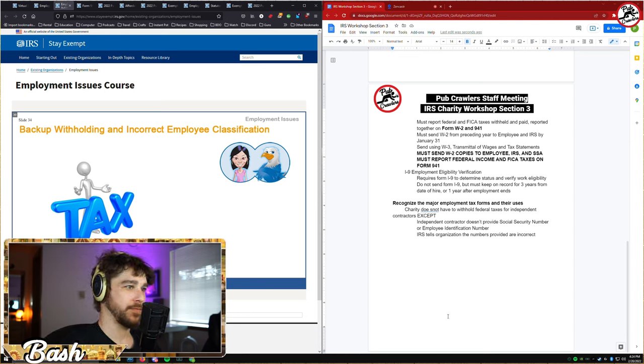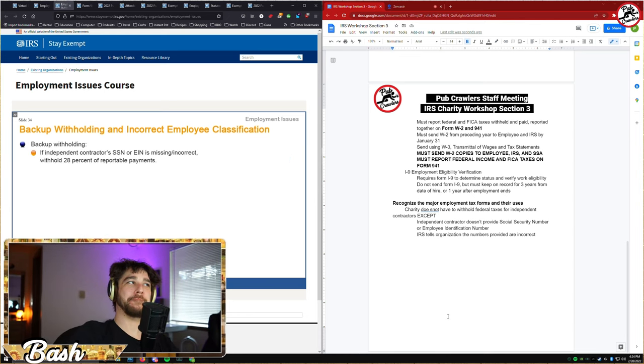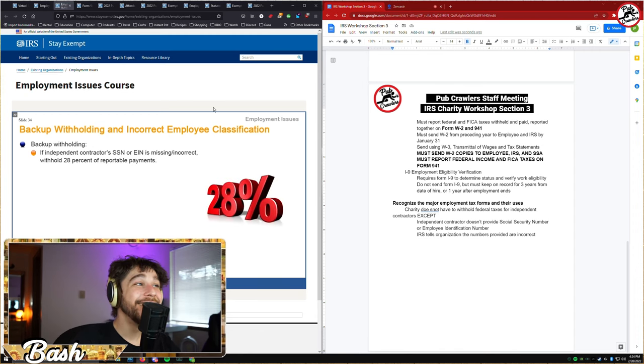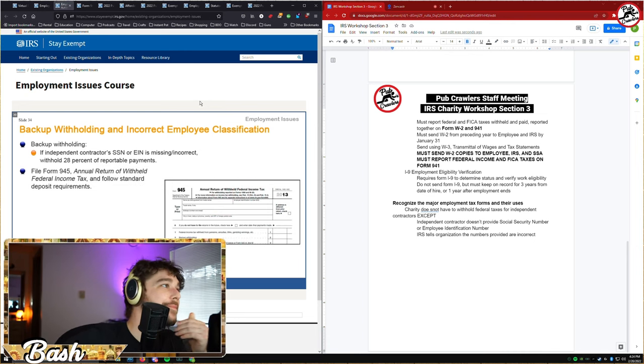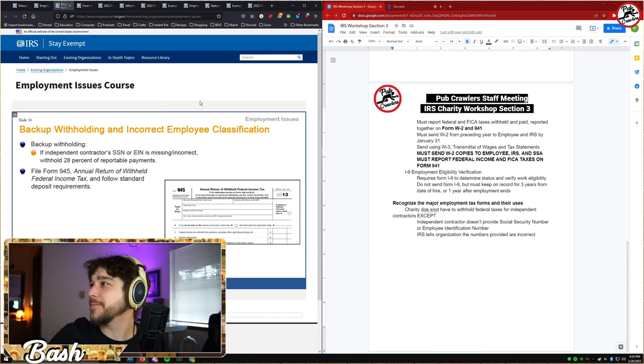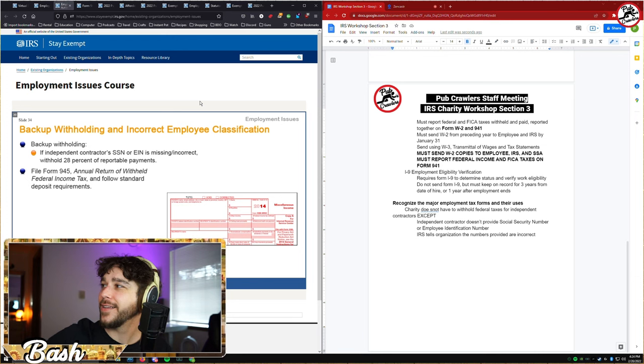To the IRS. If your organization fails to get an independent contractor's identifying information, what happened? The backup withholding. You don't hear that? 28%. Oh, I hear that. Organization should file what? 945. Requirements for depositing the tax to the IRS, and report the withheld amounts on Form 1099.